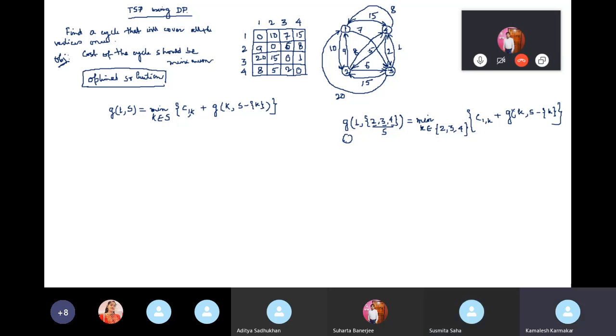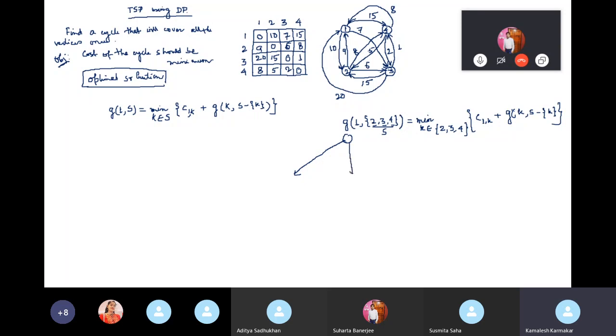C1k is the cost. Okay, you will understand within this step. What can be C1k? We have started from vertex 1, so it is 1. From this position, what can be the value of K? The value can be either 2 or 3 or 4. So K belongs to 2, 3, 4. From this equation, K belongs to S. So here S equals 2, 3, 4. So K can be either 2 or 3 or 4.